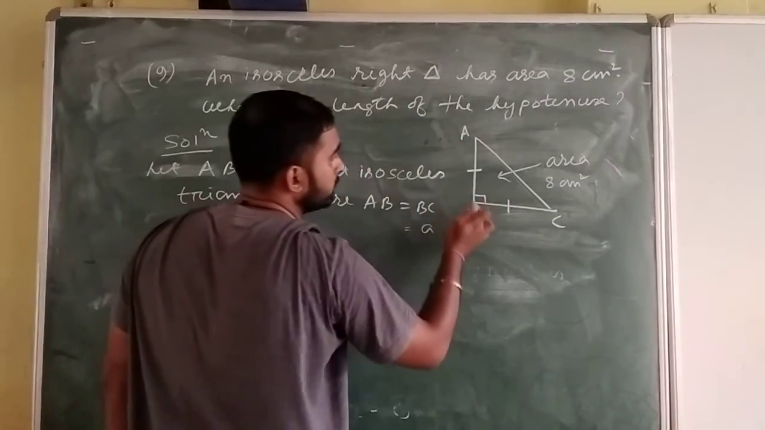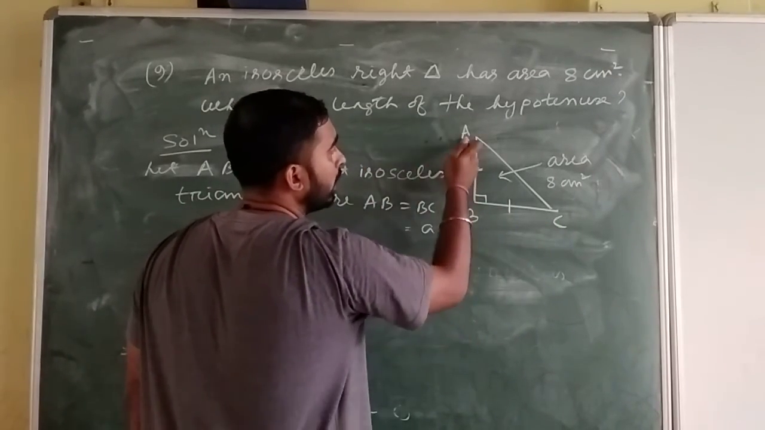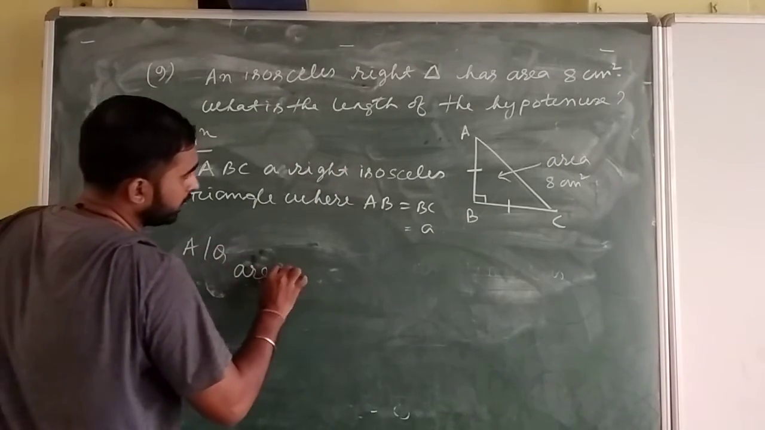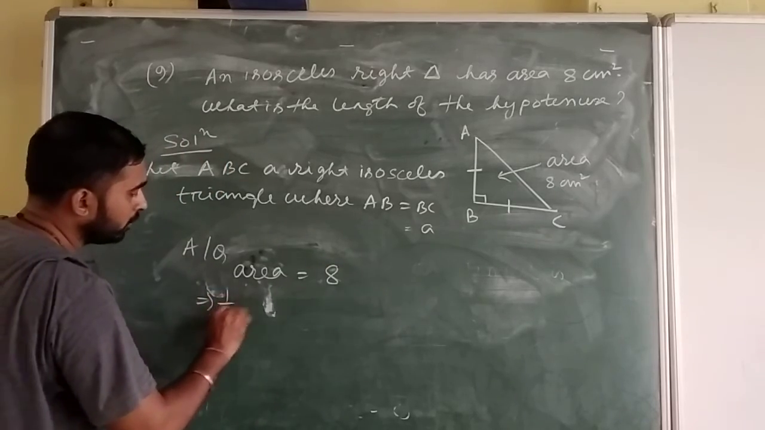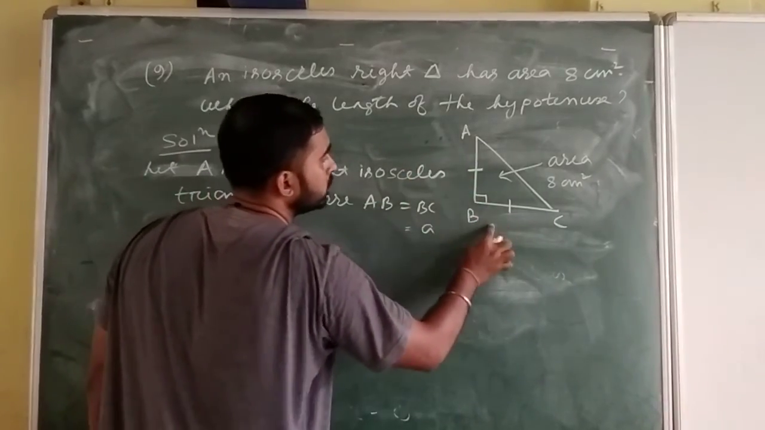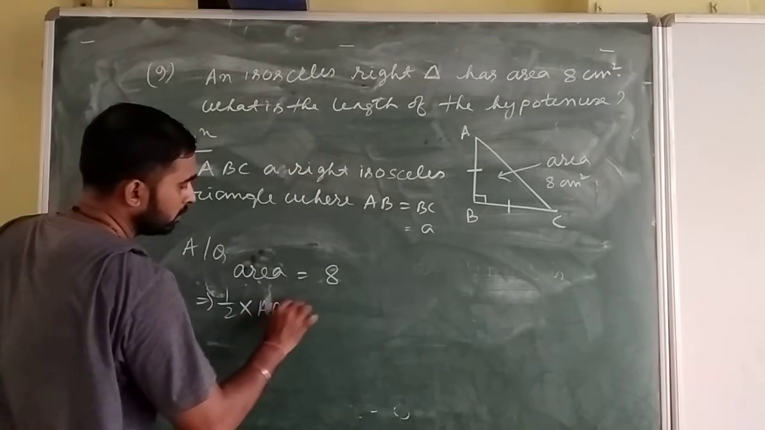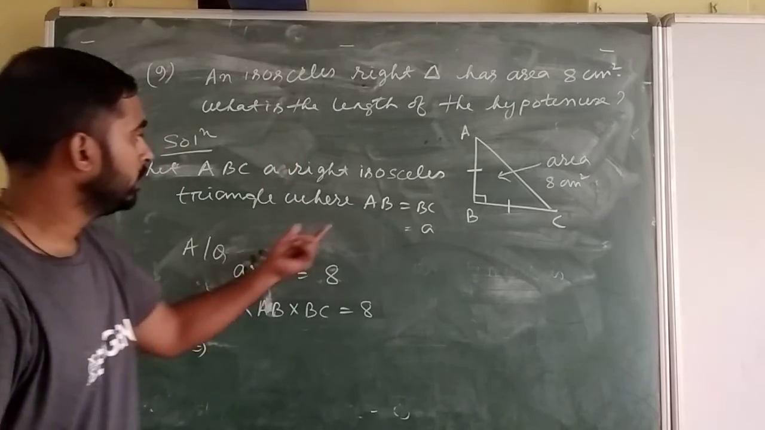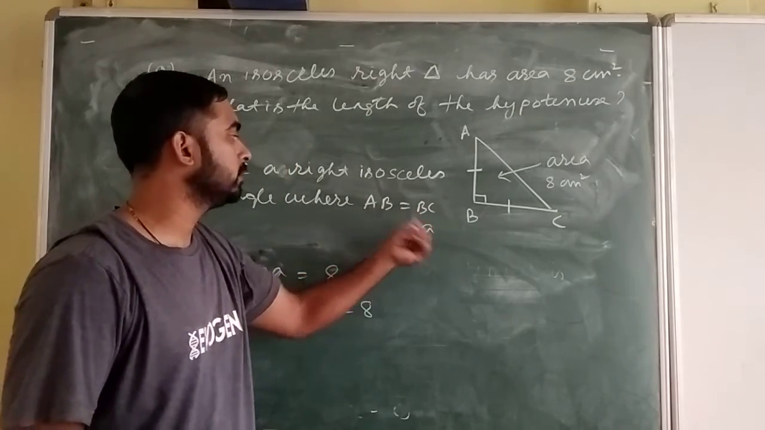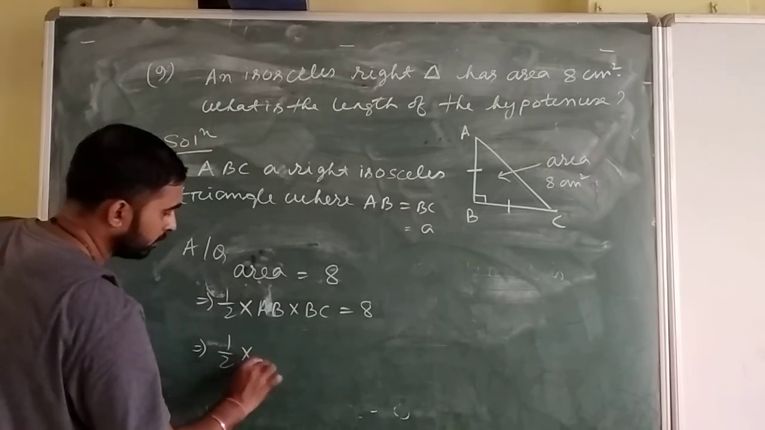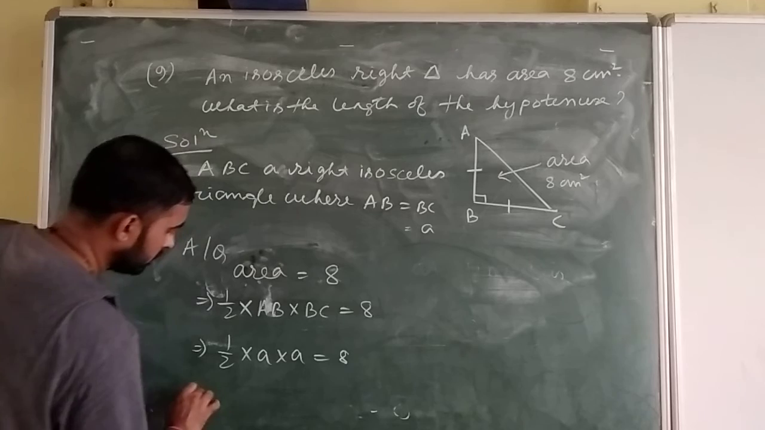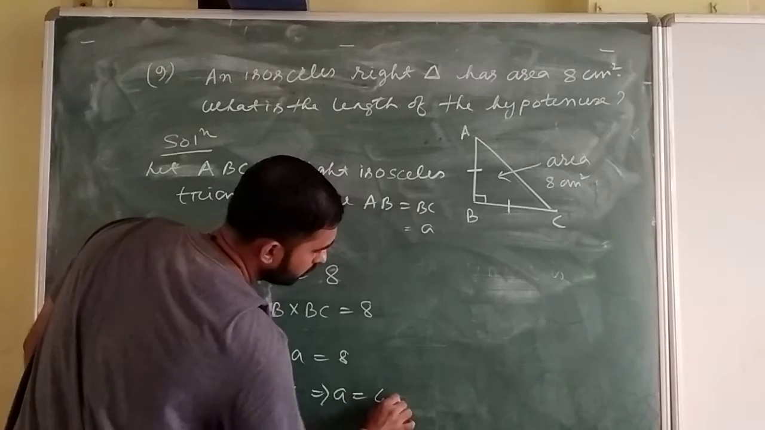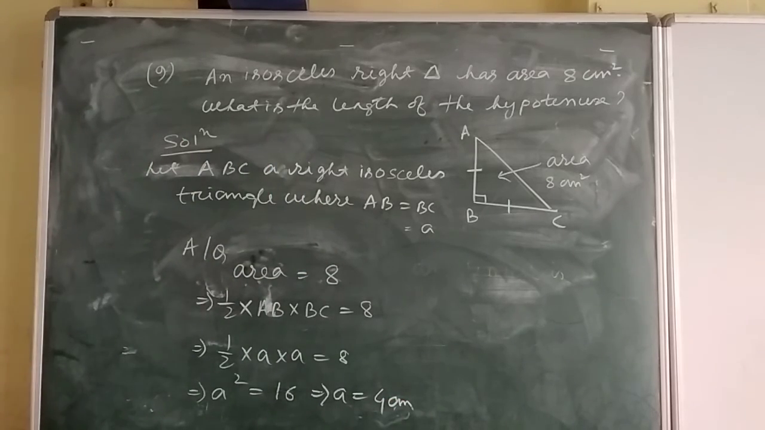Now since it is a right angle triangle, the area equals half into base into height. According to the question, the area equals 8. If this one is the height, this will be the base. Half into AB into BC equals 8. Replacing AB and BC by a, a squared equals 16, which implies a equals 4 centimeter.